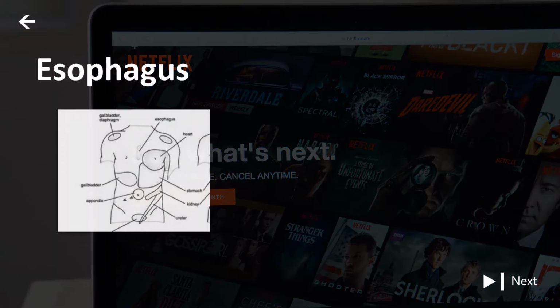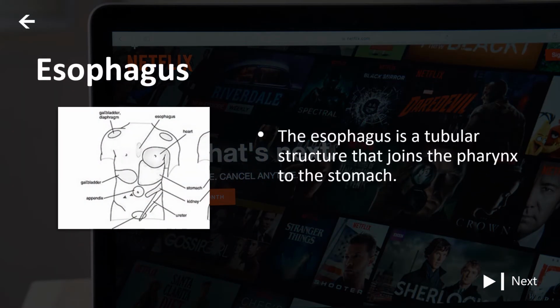Esophagus. The esophagus is a tubular structure that joins the pharynx to the stomach. The esophagus pierces the diaphragm slightly to the left of the midline and after a short course of about 0.5 inches or 1.25 centimeters enters the stomach on its right side. It is deeply placed, lying behind the left lobe of the liver.